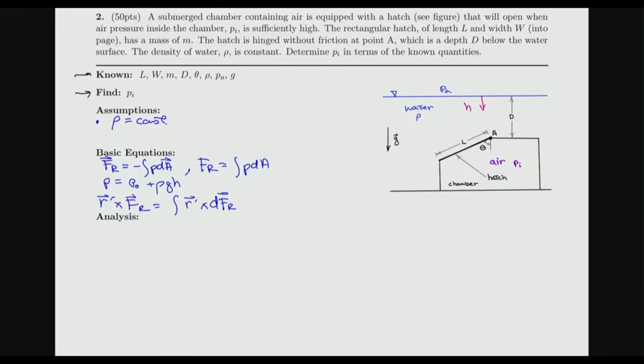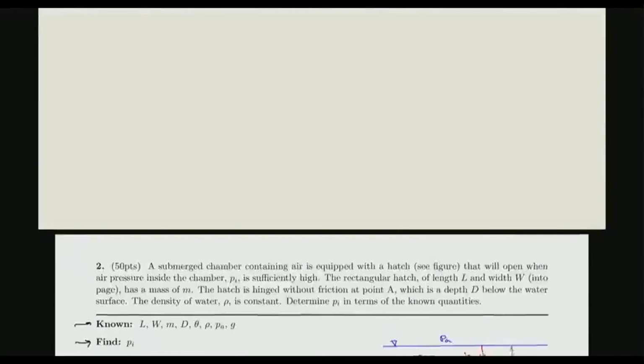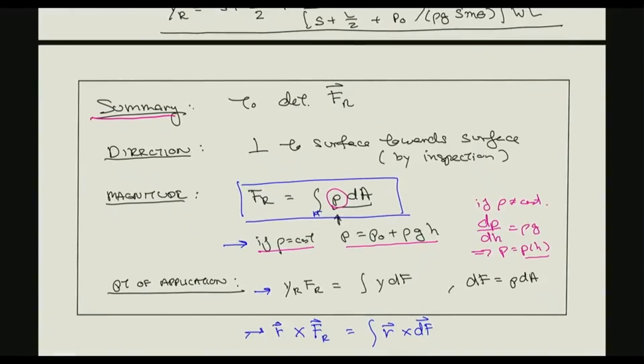Okay, now the analysis. If you're not sure how to go about this, you can follow the basic procedure. First we determine the direction, perpendicular to the surface and towards the surface, and then the magnitude of the resultant obtained in this way, and then the point of application y sub r obtained in this way. Where this essentially is this written in scalar form.